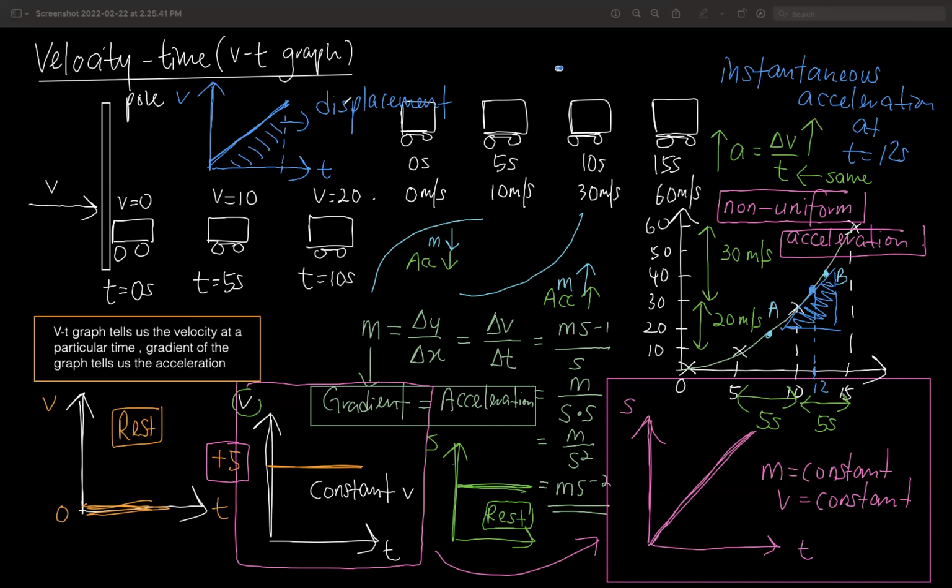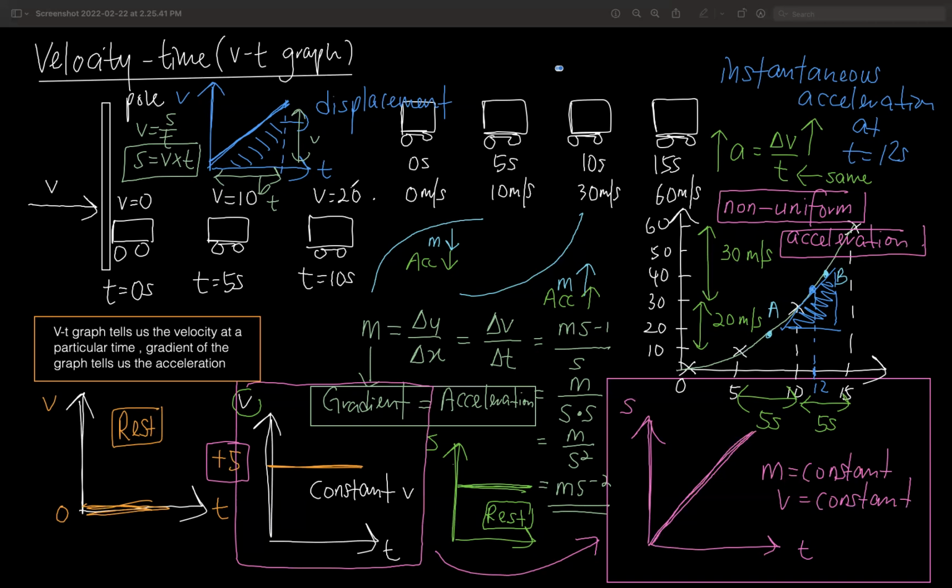Why displacement? Because area of the shape is x-axis times y-axis, right? X-axis times y-axis. What is your displacement formula? Your displacement formula, V equals to S over T. S is V times T. S is V times T. So when you times the base of the triangle with the height of the triangle, you are also multiplying the T and the V. That's why you get displacement. That is why the area is displacement.